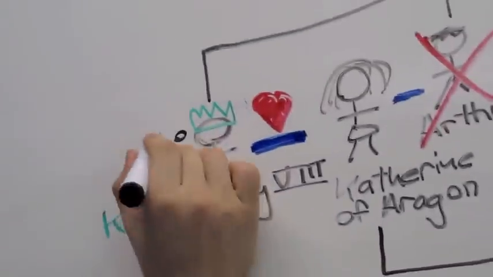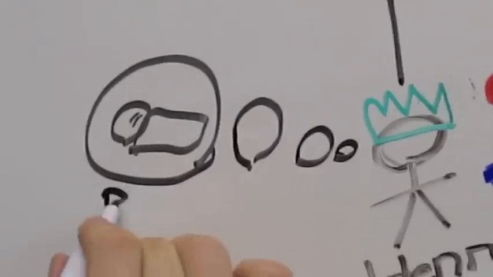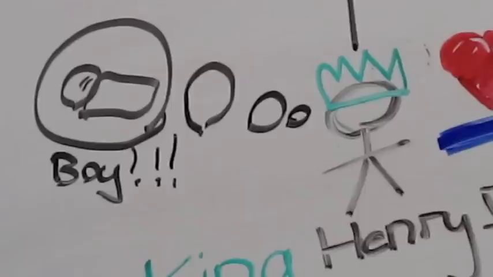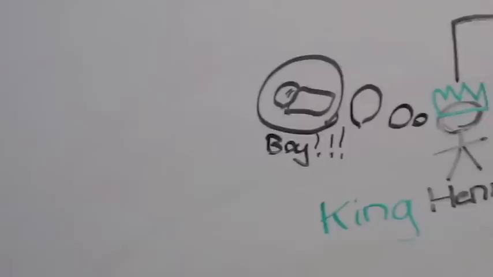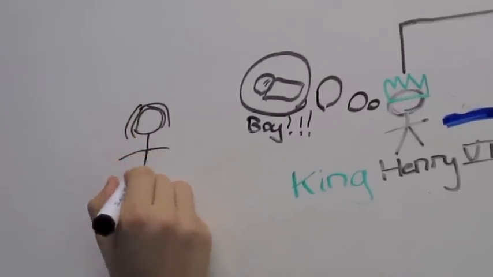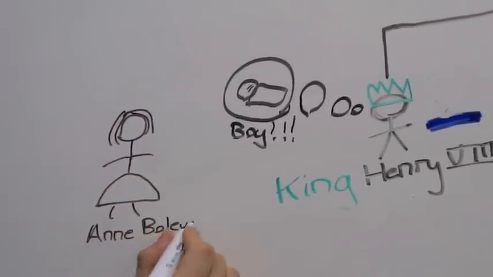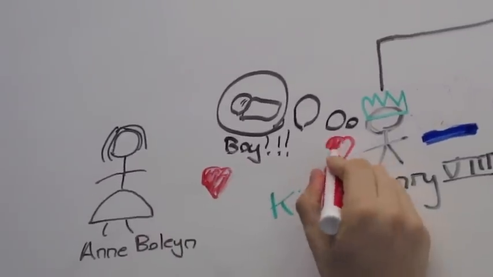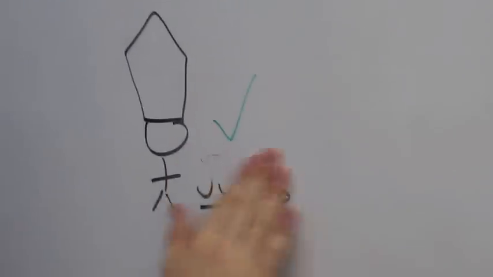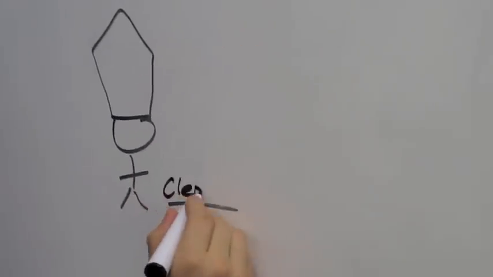However, Henry wasn't happy with this. He wanted a male heir because it was believed men were better leaders than women, and he wanted to avoid a conflict over dynastic succession such as had taken place with the War of the Roses. He had his eyes set on Anne Boleyn. However, Henry was already married to Catherine, so he asked Pope Clement VII for an annulment on the grounds that his marriage to Catherine was invalid and never should have been allowed.